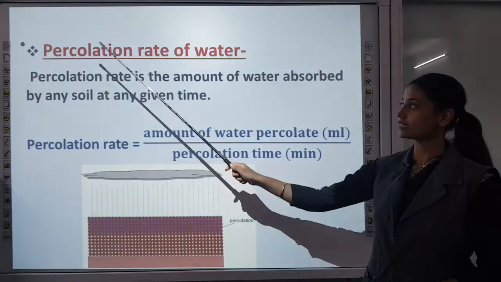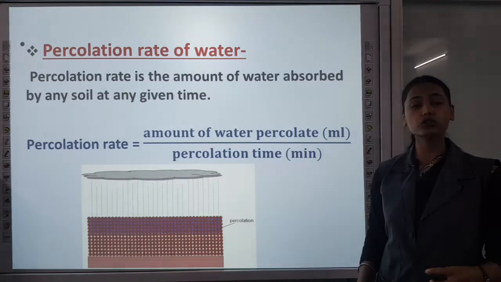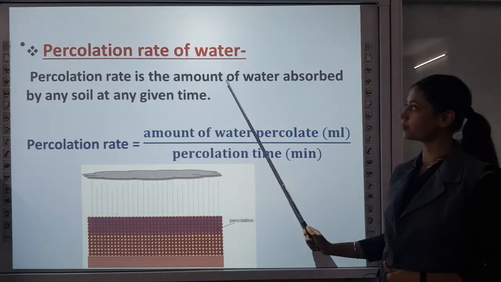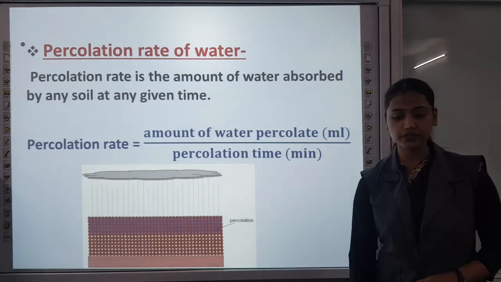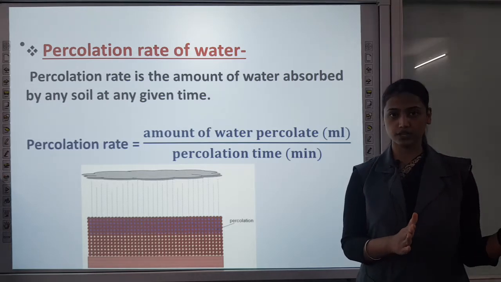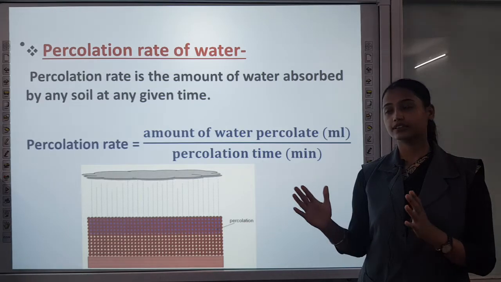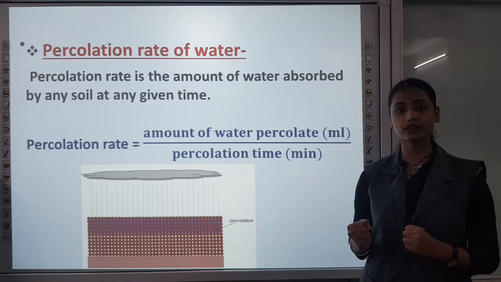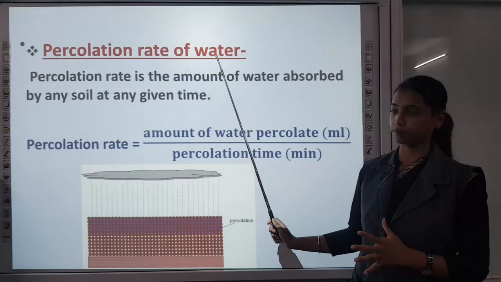The second property of soil is the percolation rate of water. Percolation rate is the amount of water absorbed by any soil at any given time. You know that during rainfall, when rain falls on a cemented floor, it just flows down. But when the rain falls on the ground, which has soil, that water gets absorbed by the soil. This is due to the percolation rate of water.